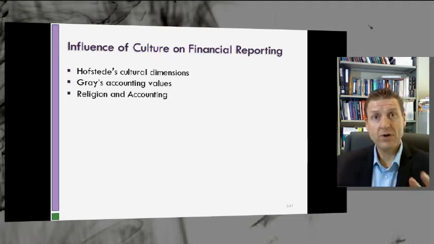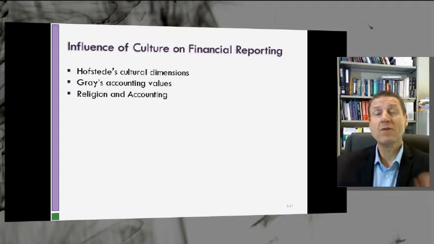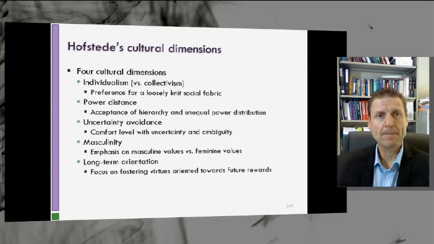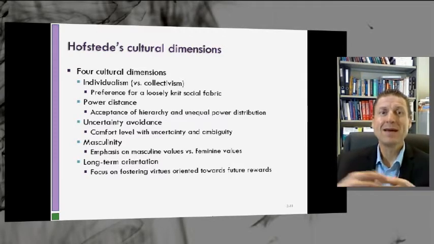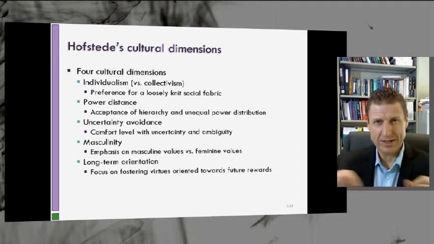So the first famous person to actually look at these cultural differences was Geert Hofstede, with his famous study of IBM back in 1980. Hofstede came up with 4 different cultural dimensions: individualism, power distance, uncertainty avoidance, masculinity. Later on, he came up with long-term orientation, or other authors have said this is Confucian dynamism.